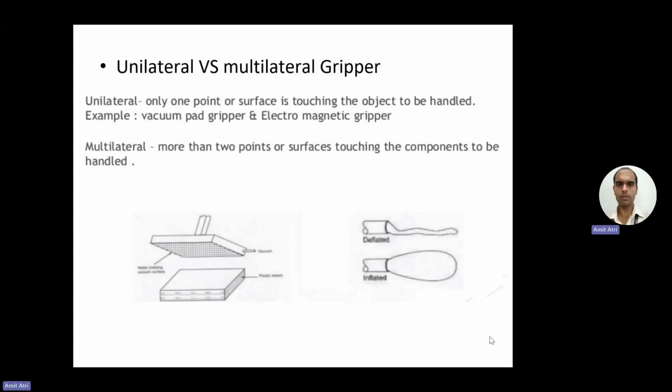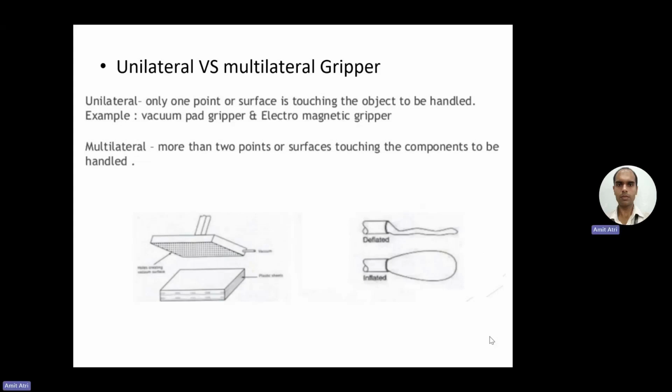And the last one here is unilateral versus multilateral grippers. In unilateral, only one point or surface is touching the object to be handled. A common example could be a magnetic gripper. Only the magnet is used to attach the metallic object, then it can lift it and place it at some other place. There we will demagnetize the magnet and the metallic piece will be placed there. Similarly, the vacuum pad gripper.